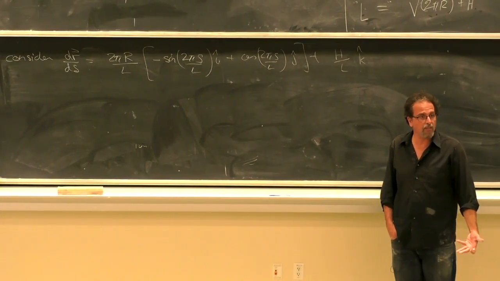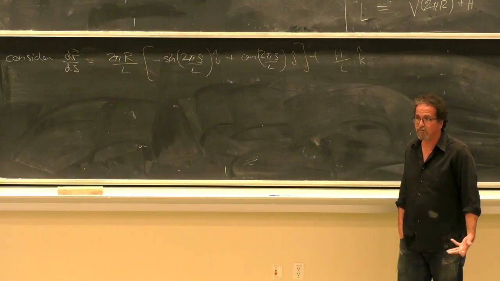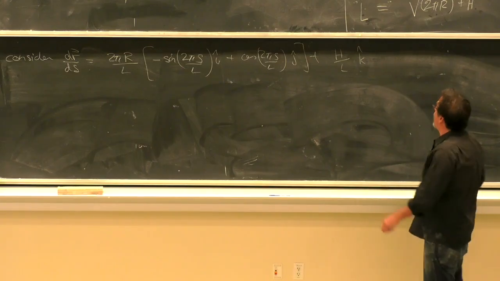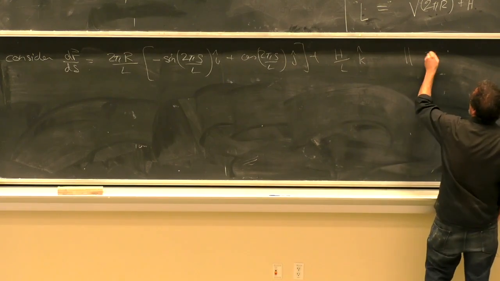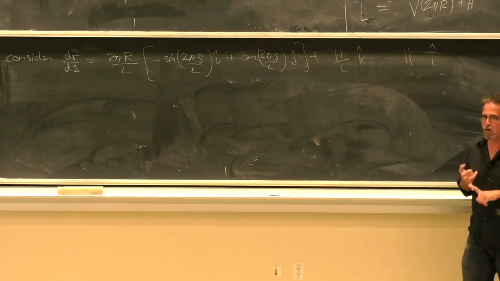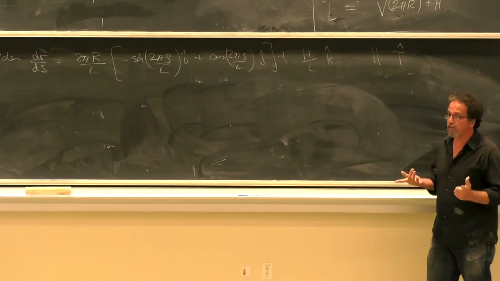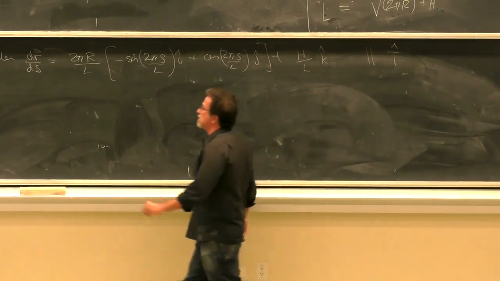It's got to be parallel to the tangent vector because it's just another parameterization of the curve. So this is parallel to t hat. I know it has no units. I know it's parallel to t hat. Let me do one more thing. Let me calculate the magnitude of dr ds.